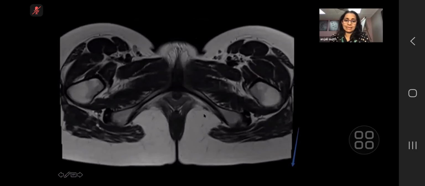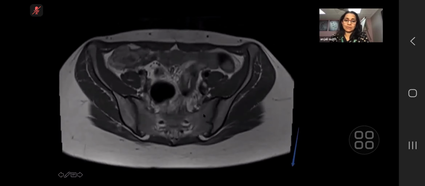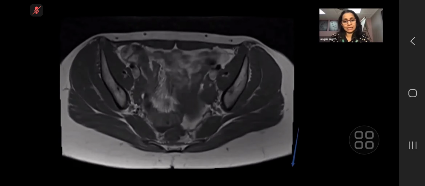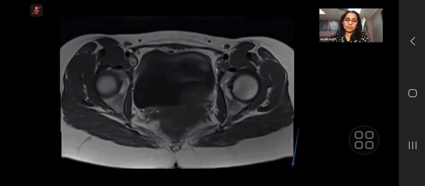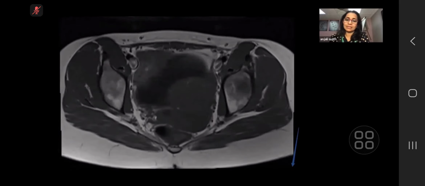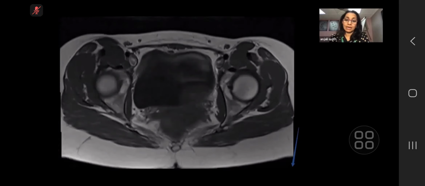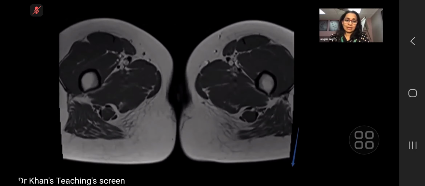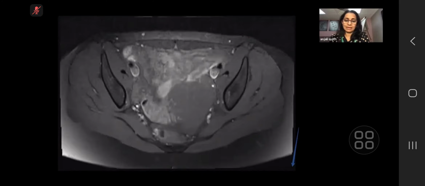If you're given a slide where you are not sure whether it is T1 or T2, then look for clues, like look at the urinary bladder, look at the endometrium. If they are bright, then you are looking at a T2 image. On T1, you cannot actually see the zonal anatomy. Even the ovaries would look hypointense. And then we have a fat saturated T1 axial.